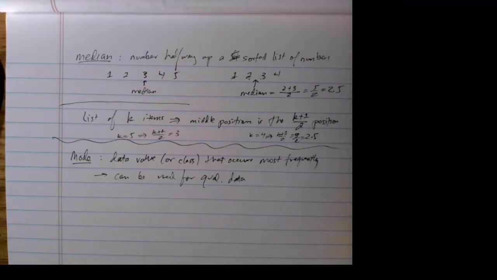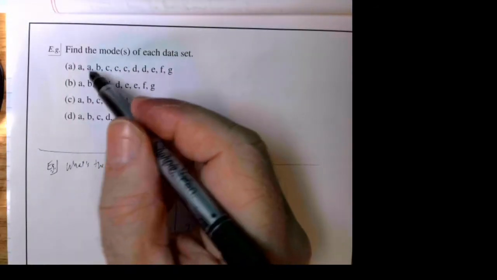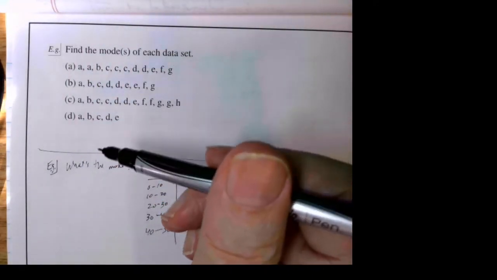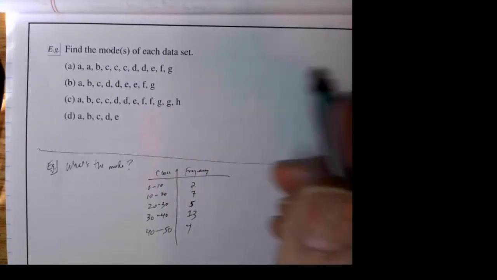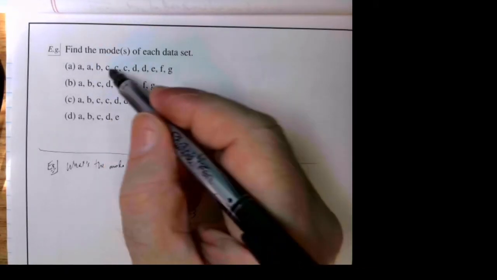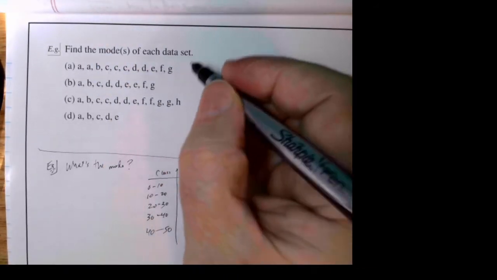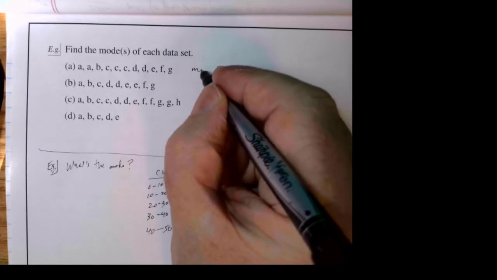All right, let's do a couple of very simple examples. In this first example, we're just supposed to find the mode of each data set. We're looking for a value that occurs most frequently and more frequently than any other. There are two A's, a B, three C's, two D's, and so on. So the mode here is C. The C occurs three times, and that's more times than anything else occurs.